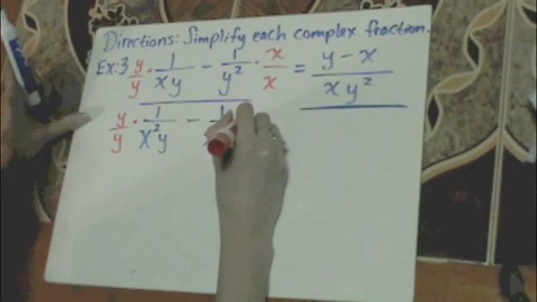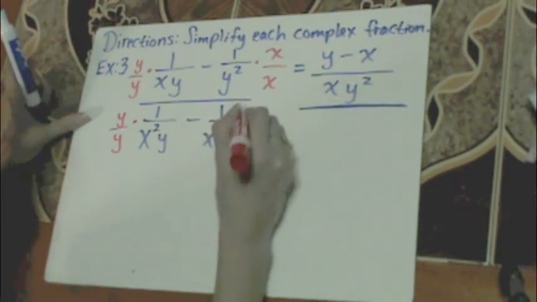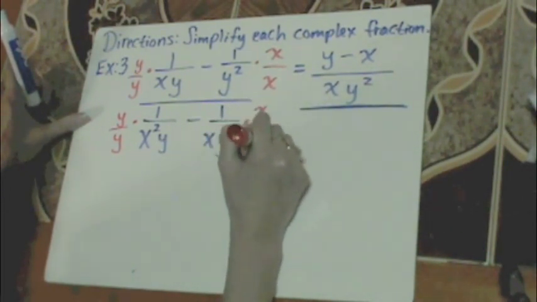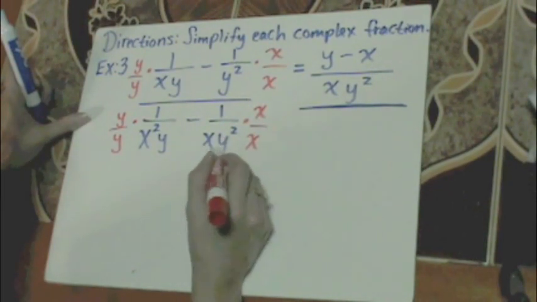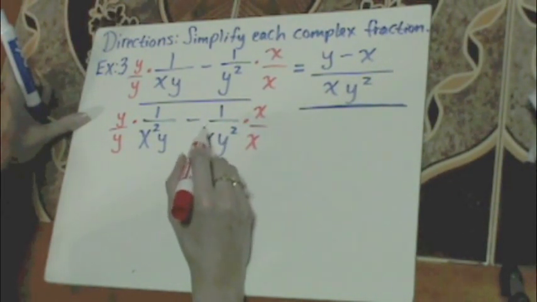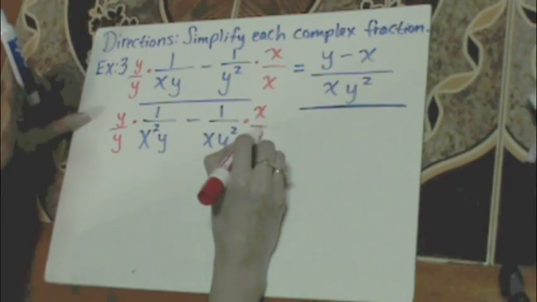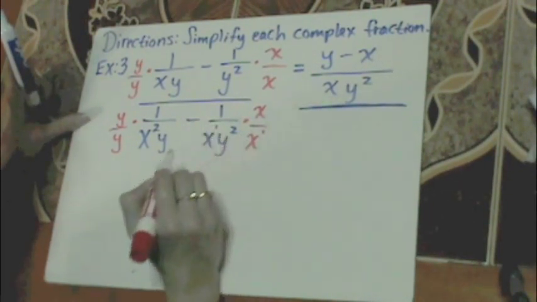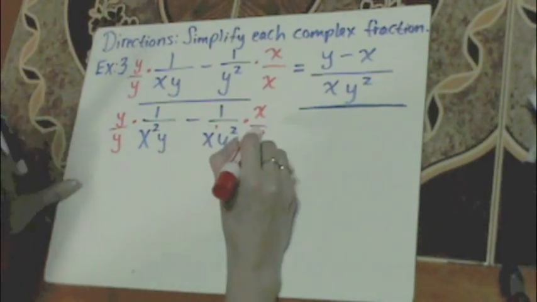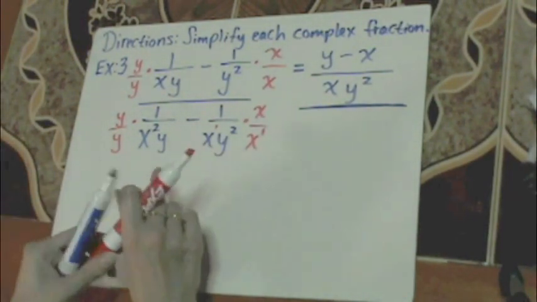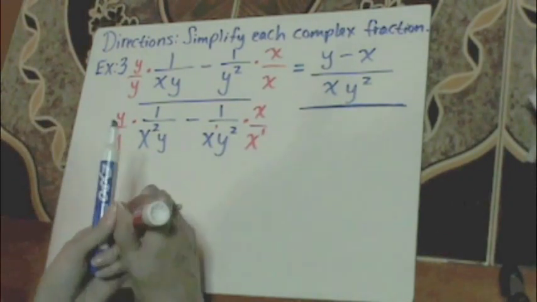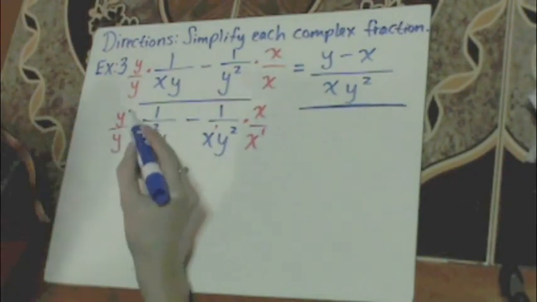And I need x squared y squared over here. So I need to multiply by an additional x. And that will give me x squared y squared. Because remember, when you multiply, you add your exponents. There's a little one here, and there's a little one here, so that gives you x squared. Okay, so now I've got the common denominator, and I'm going to do my numerator.